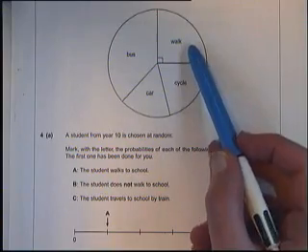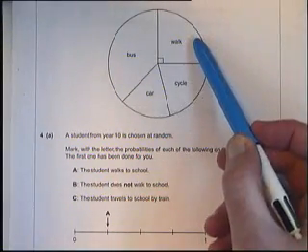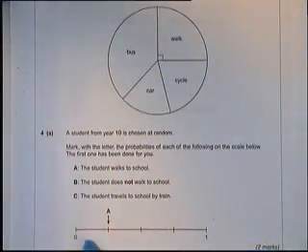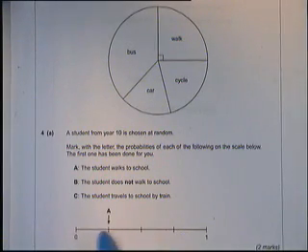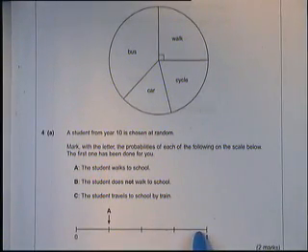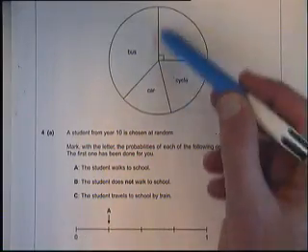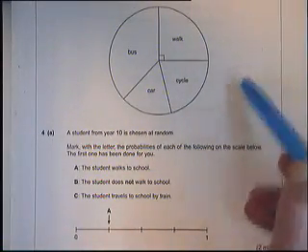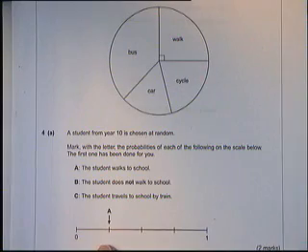A student walks to school. Walking is here, it's a quarter of the circle. Now if we look down on our scale down here, they split this into 1, 2, 3, 4 bits. And walking was 1 out of 4. That's what a quarter is, 1 out of 4. So that's why that arrow is there.